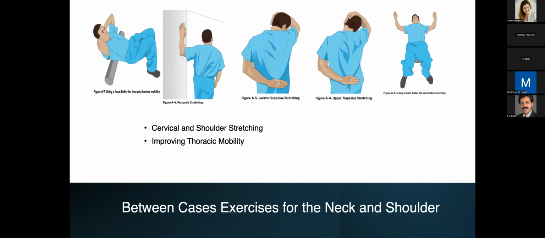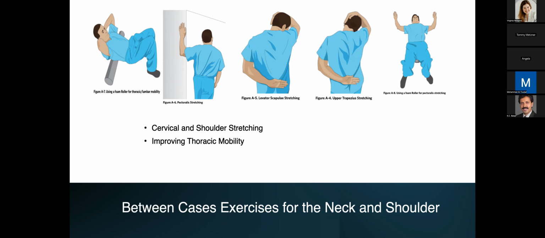Some of these exercises would be difficult to do when you're scrubbed in, like putting your hand on the wall. But in between cases is a really good time where you can get these mini exercises to help stretch out your muscles. Another one is techniques that improve thoracic mobility.